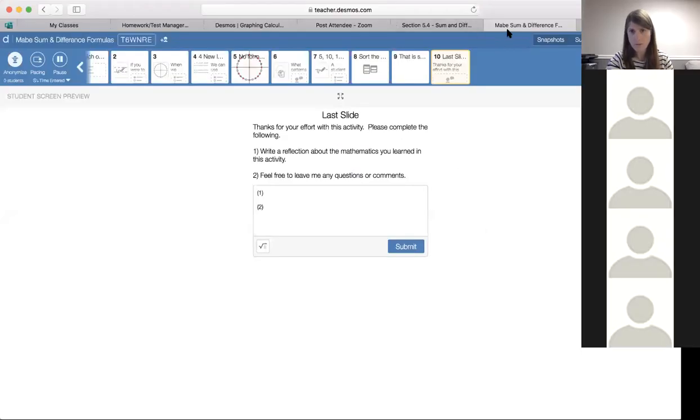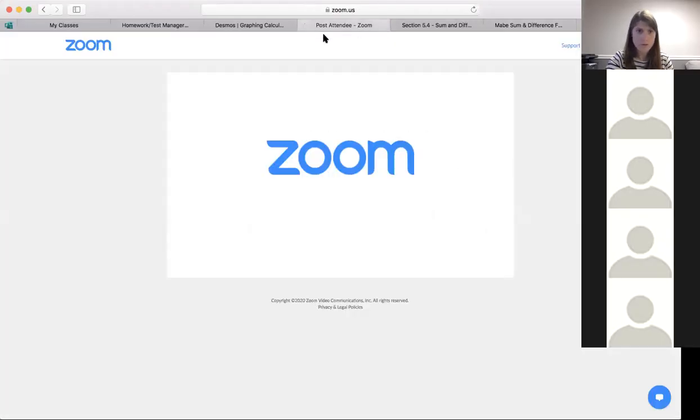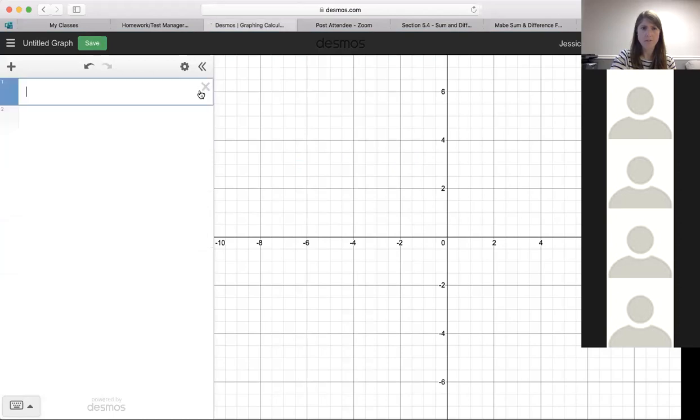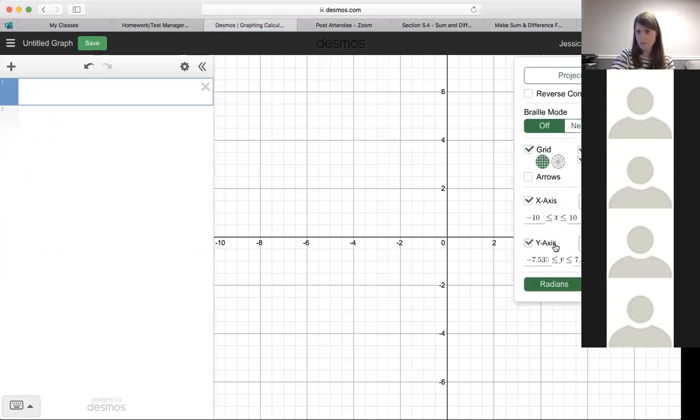Okay, so it's going to take me back to the Desmos activity, but then I'm going to switch us over and get it to replace to just a blank Desmos screen. And we don't need this stuff anymore. Let me get rid of it here. Because what I want us to do is go ahead and adjust the viewing window for what we want to see. Keep in mind, we're still in radians, so I'm going to leave that.